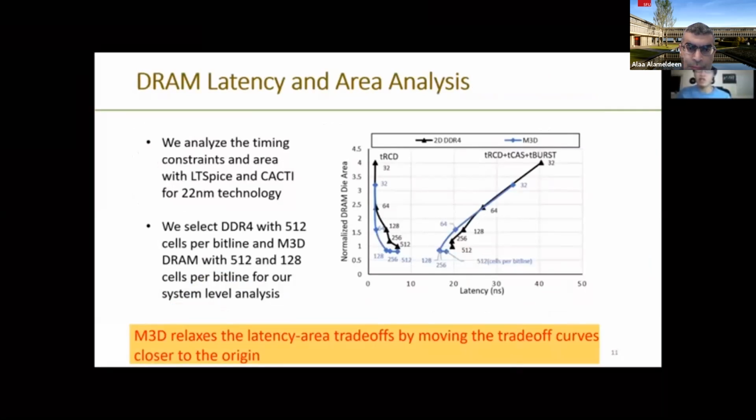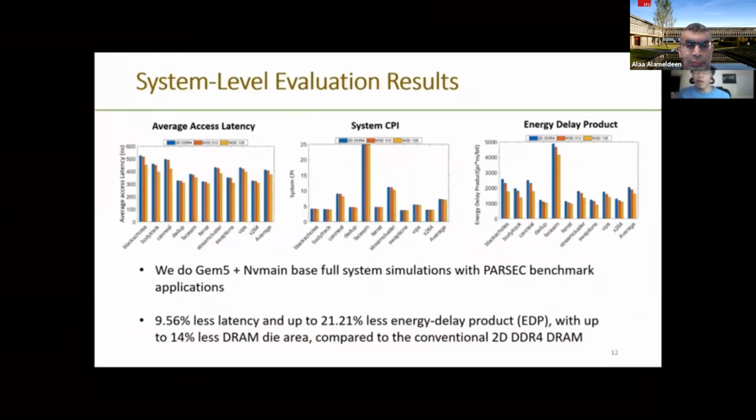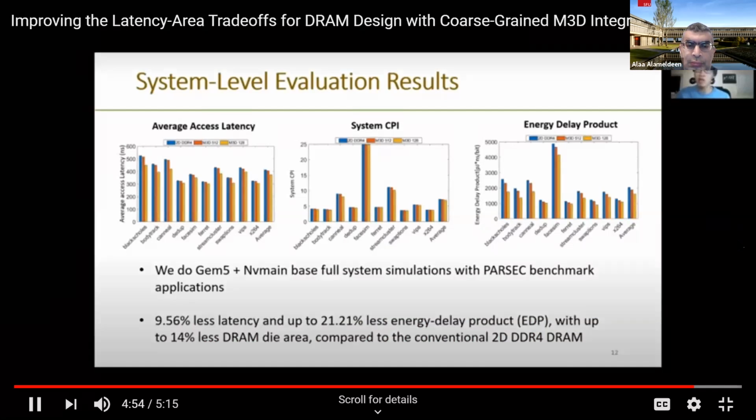We analyzed the timing constraints and area with LTspice and CACTI. Our analysis shows that the M3D can relax the latency-area trade-off by moving the trade-off curve closer to the origin. We select DDR4 with 512 cells per bit line and M3D DRAM with 512 and 128 cells per bit line for our system-level analysis. We do a gem5 and NVMain based full system simulation with PARSEC benchmark applications, and the result shows 9.5% less latency and up to 21% less energy-delay product with 14% less DRAM die area compared to a conventional DDR4.